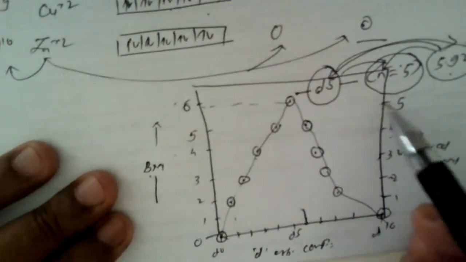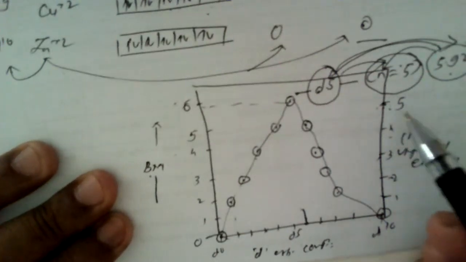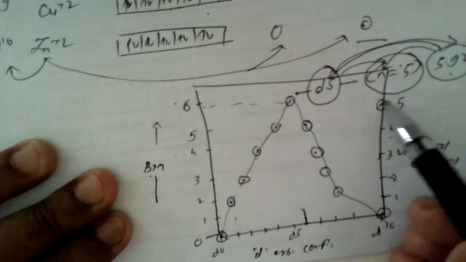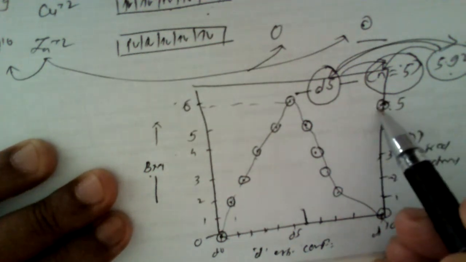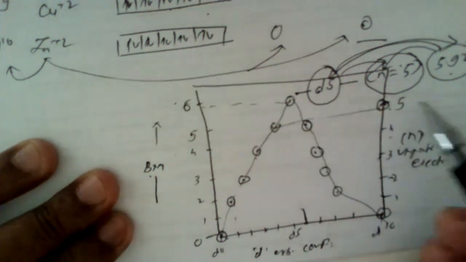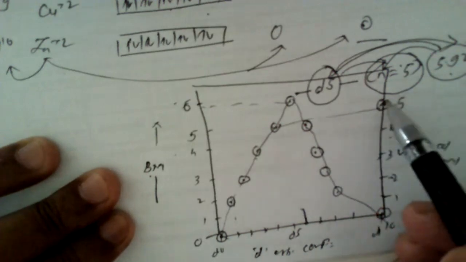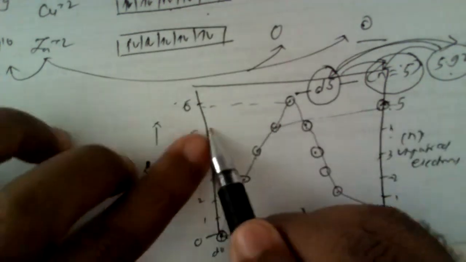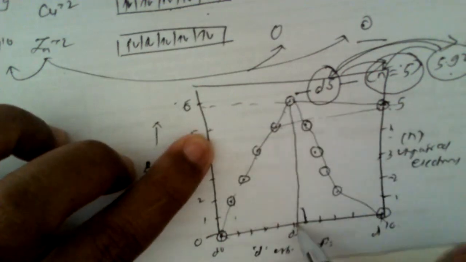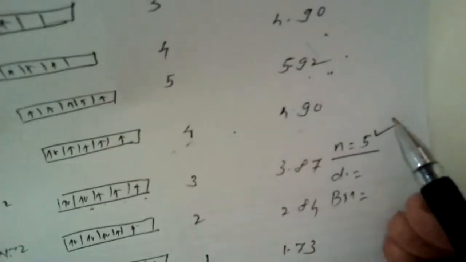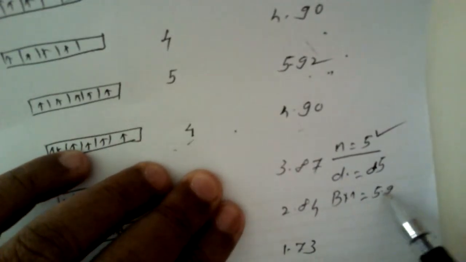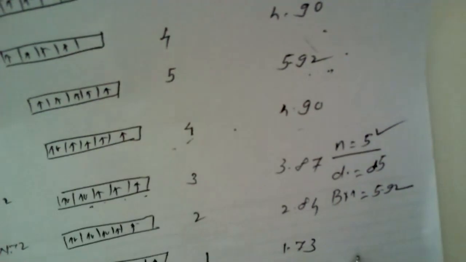Here we know only one parameter: the total number of unpaired electrons is 5. For 5 unpaired electrons, the magnetic moment is 5.92, and the configuration is d5. So we have arrived at the d5 configuration and the magnetic moment value of 5.92.